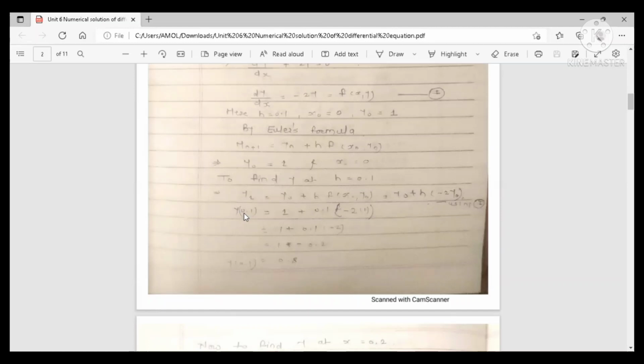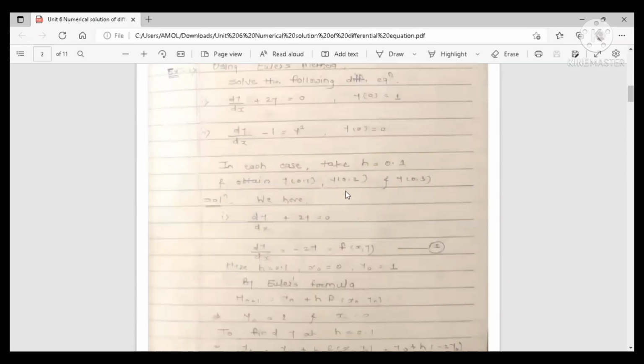So when x is 0.1, you find the value of y using Euler's formula. So this is your formula: y1 is equal to y naught plus h into f of x naught y naught. And here you put all the values. Then y of 0.1 is 0.8. Okay. Now again we have to find out, obtain y of 0.2. Obtain y of 0.2 means find the value of y when x is 0.2. So how to find? See here. To find y at x is equal to 0.2.